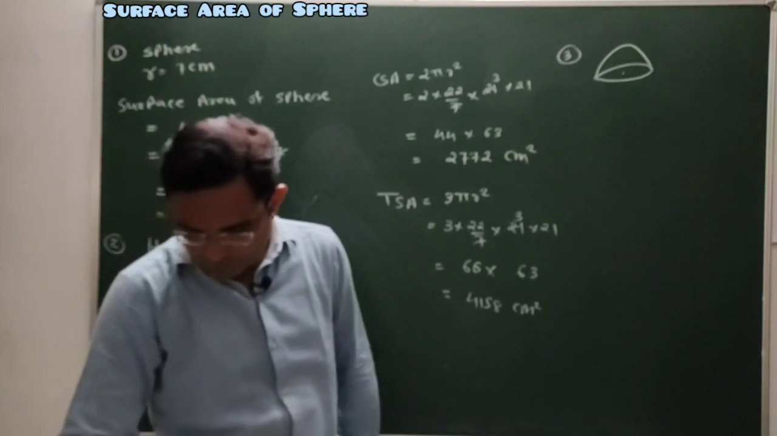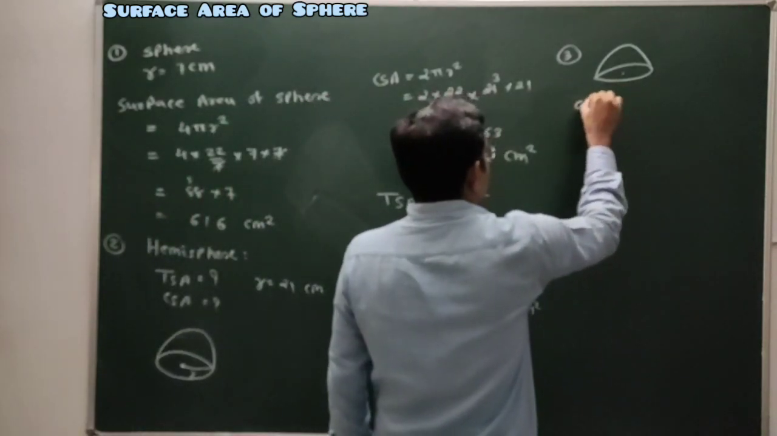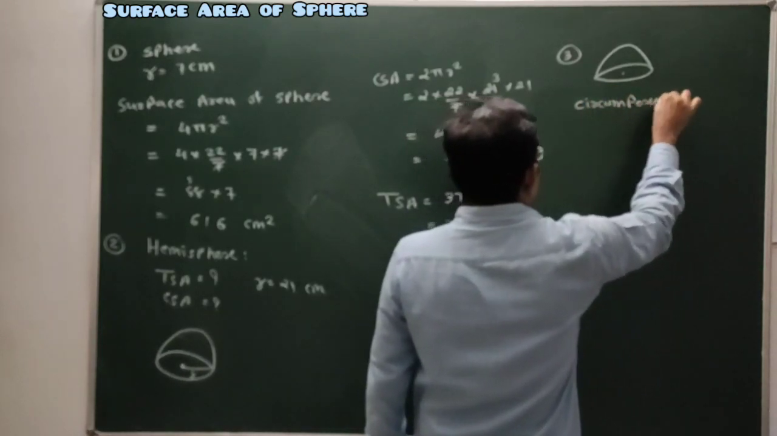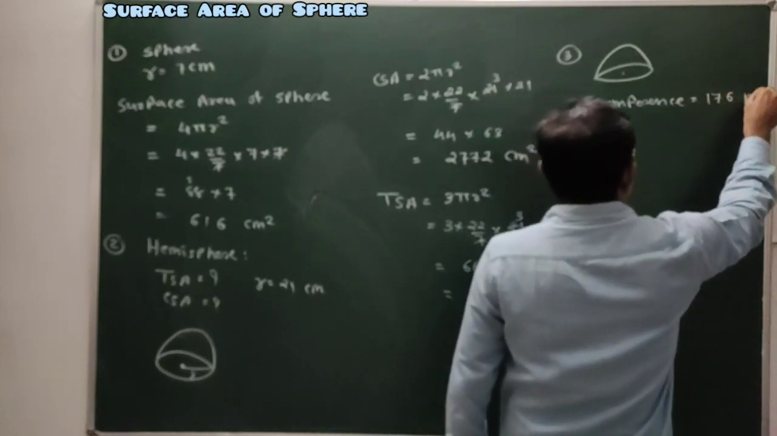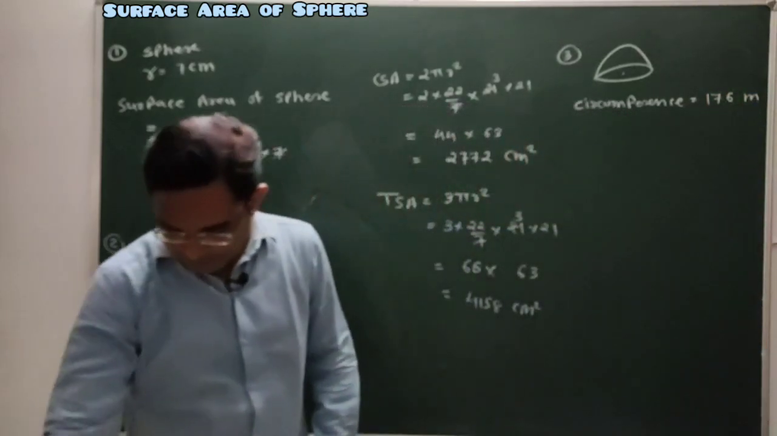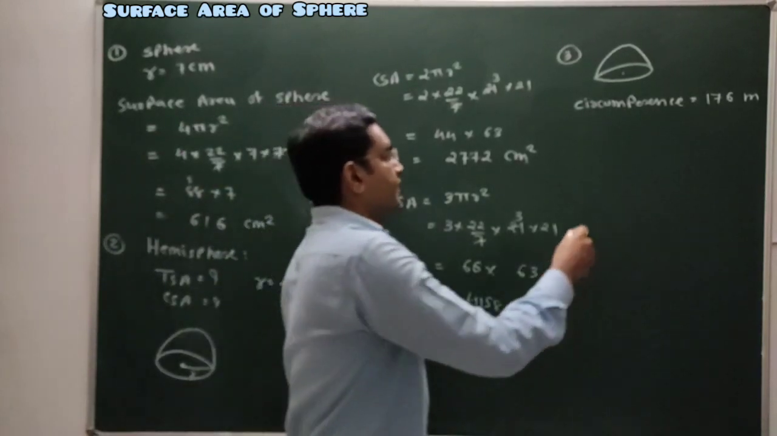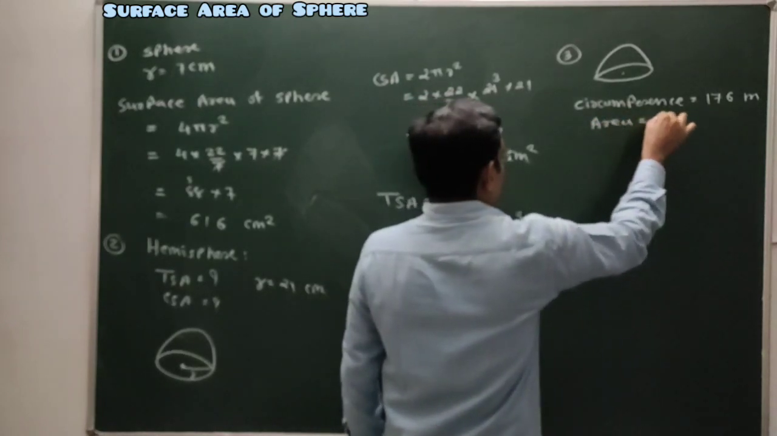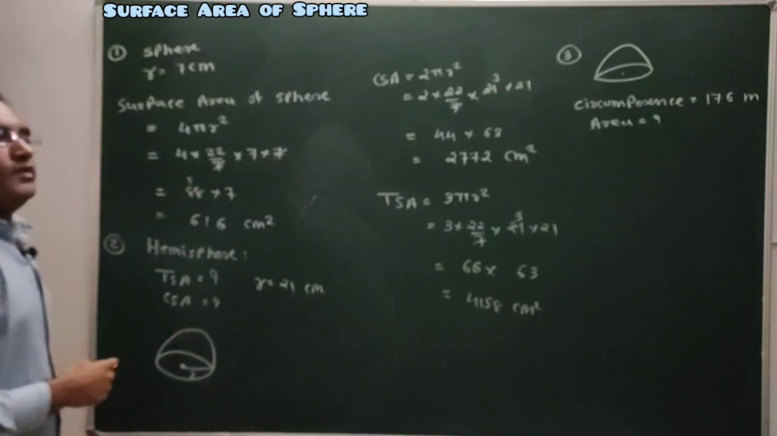the circumference of the base is given, 176 meter. Find the area to be painted. That means we have to find the curved surface area of this dome. Our dome is in the form of a hemisphere.